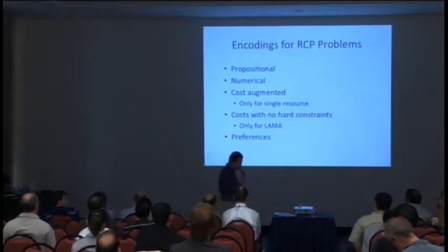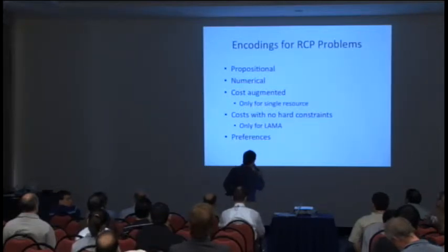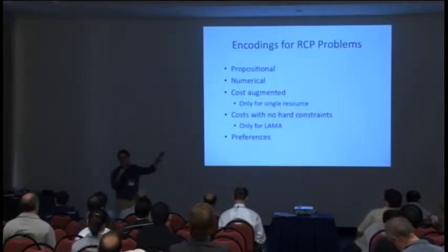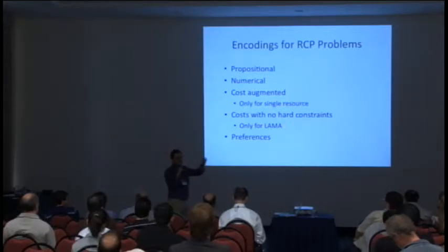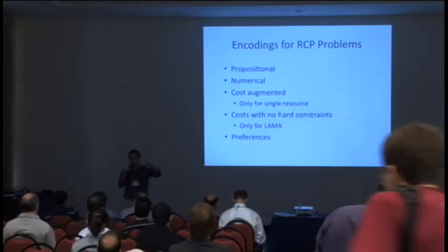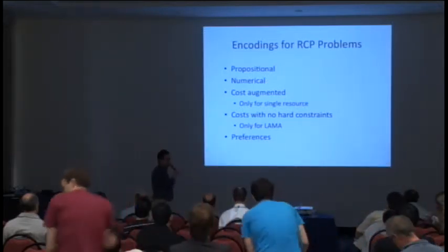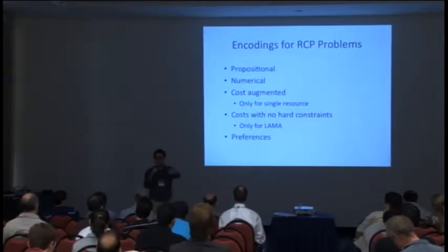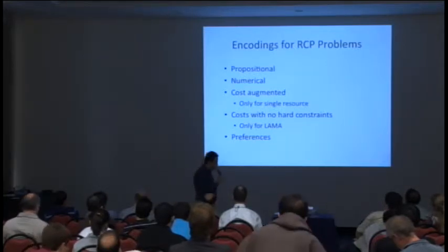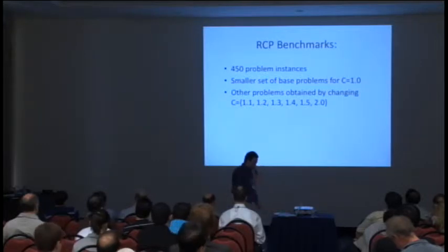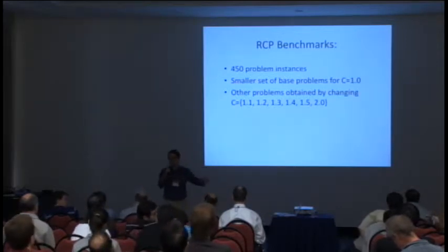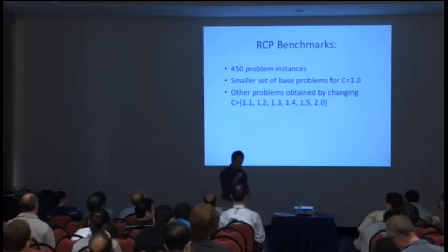I'm not going into the details about the encodings, but I just want to mention this cost-augmented encoding. This is an encoding which is only possible for problems with a single resource. Here, you assign the cost of the action equal to the amount of resource consumed by the action. This way, some of the heuristic planners that consider the cost in their heuristic evaluations might get some idea about resource consumption in the plan. So we generated 450 problems. We first generated a smaller set of base problems and then just changed the C values, just the initial supply, to see the effect of the C value.